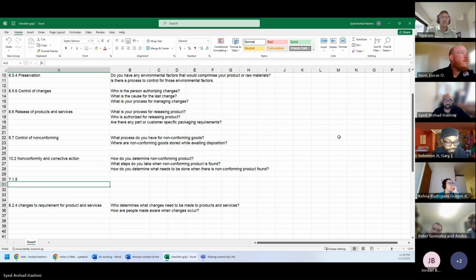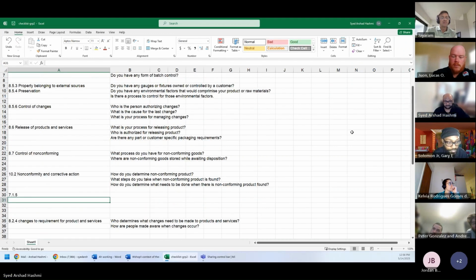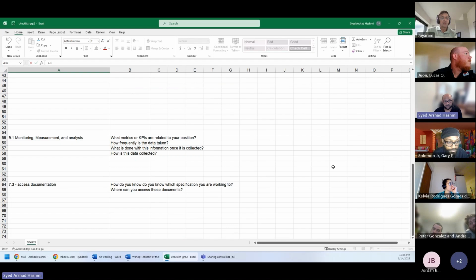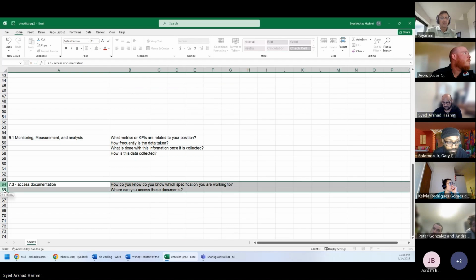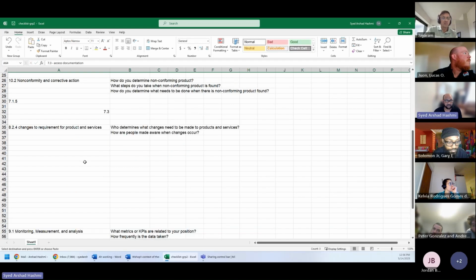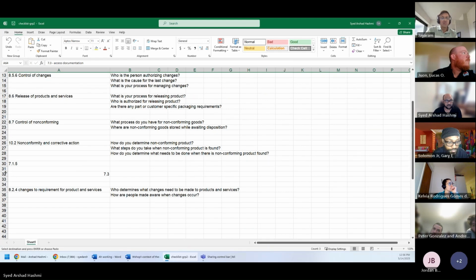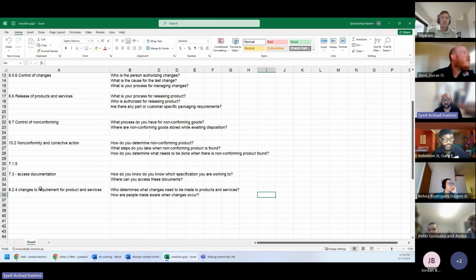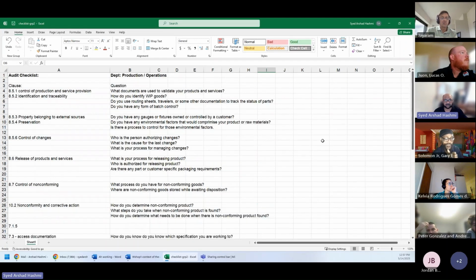And then I can check on their awareness with the people. I think you covered that. Awareness, yeah. So access documentation, how are they aware? This can come now. And then, yes, I can go for 8.2.4, and that's how it should look.